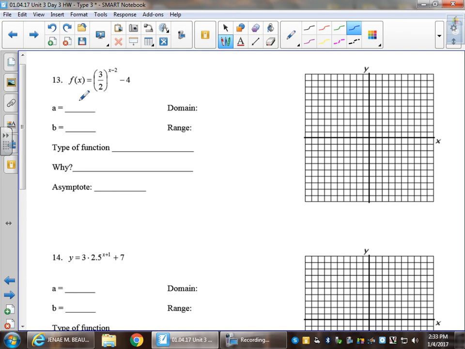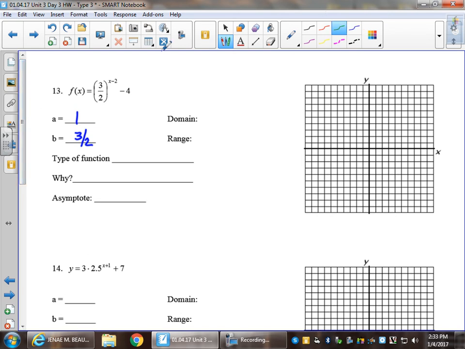Here, A is 1 and B is 3/2. Because when I write my model at the top, f of x equals A times B to the x minus h plus k. A is an invisible 1 that's out front. That is A times B. This is my B value. So 1 is the invisible A out front. B is 3/2.